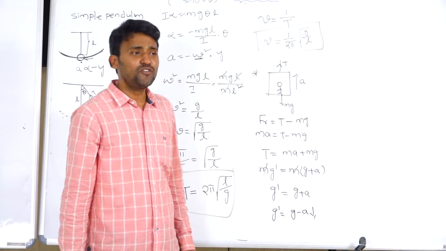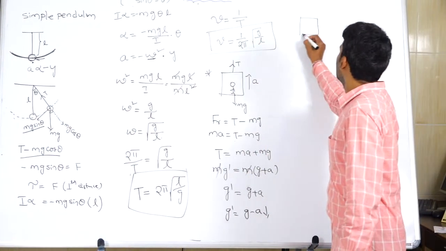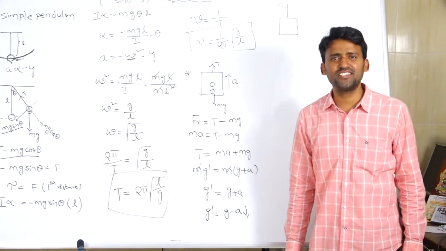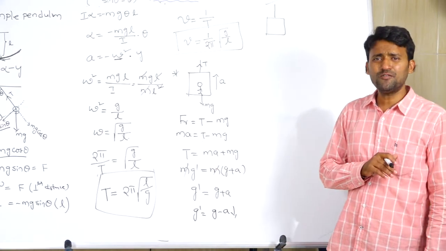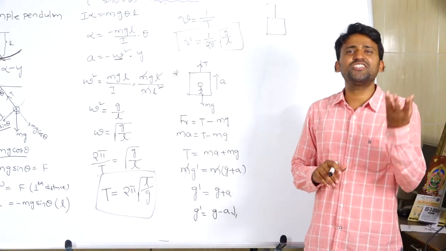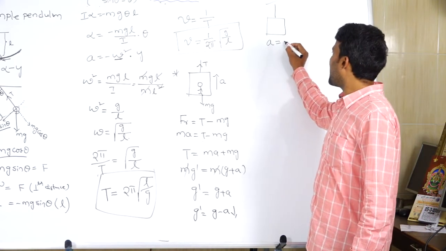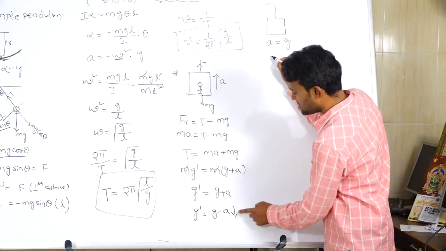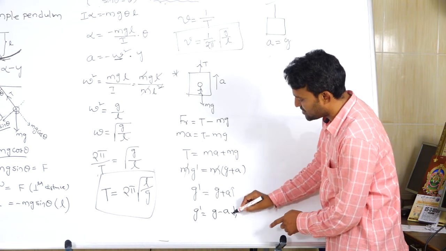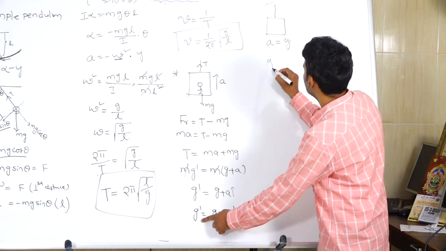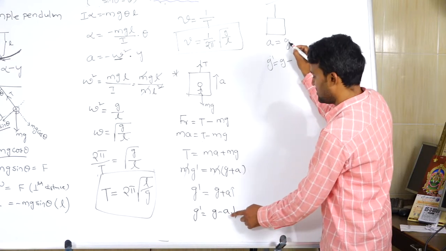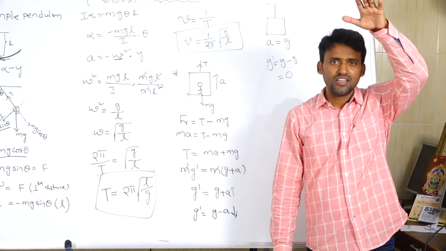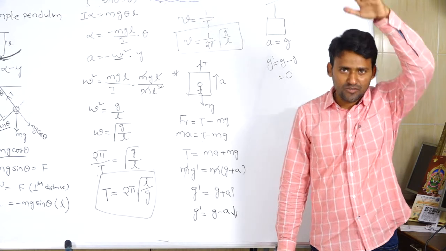For example, if the lift wire is disconnected, it is nothing but a freely falling body. Freely falling body means the acceleration is equal to gravity. So for the downward formula, g dash is equal to g minus a, and a is equal to g. So that is nothing but 0. So when the lift wire is disconnected, it is a freely falling body.